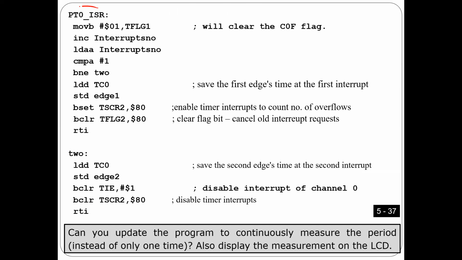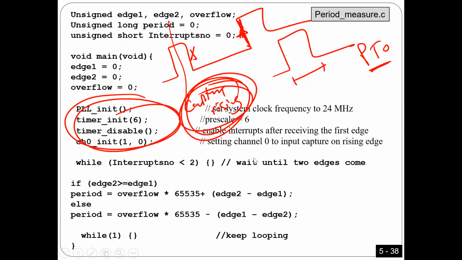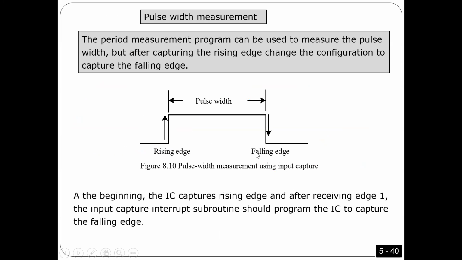Also in this one, look here, guys. As you see, number one, I'm going to increment the number of interrupts. If the number of interrupts is one, I'm going to come here; if it is two, I'm going to come here. This is interrupt number one, and this is interrupt number two. On interrupt one, I'm going to store TC0 in H1. Then I'm going to enable the timer to start the overflows. Also, I'm going to clear the flag bit as I told you. Any questions? Yeah, sure.